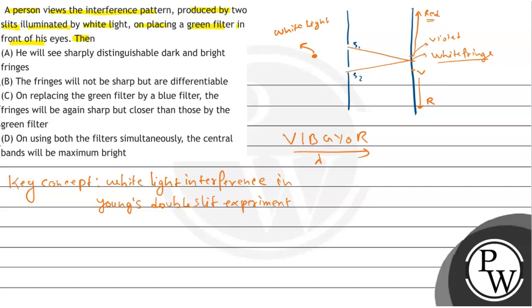But when we will use a green filter in front of our eyes, only the wavelength of the green light can pass through it. The maxima of the green wavelength will be seen as bright fringe and the minima of the green wavelength will be seen as dark fringe, right? So option A, that is you will see sharply distinguishable dark and bright fringes.